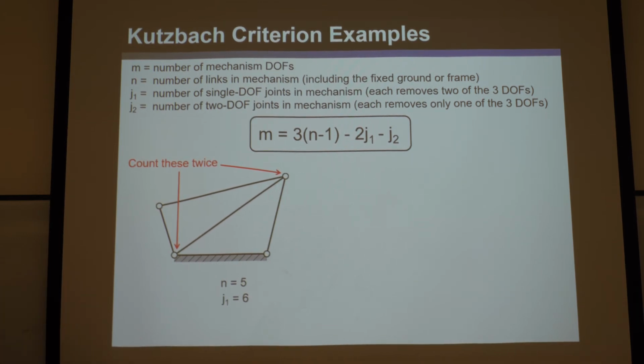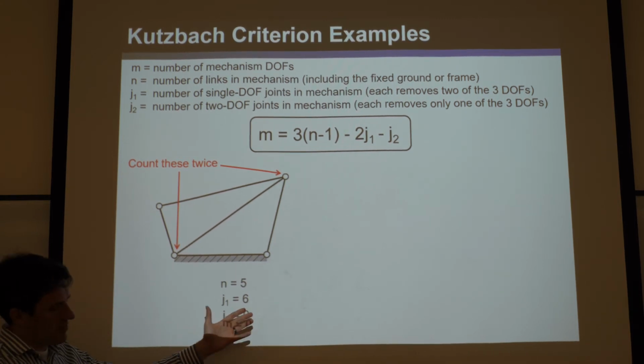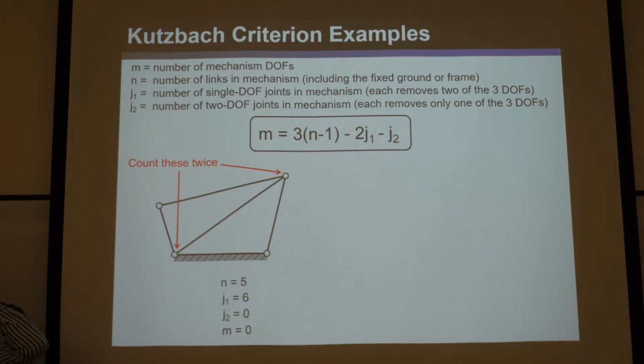There's no J2s, meaning things with 2 degrees of freedom. So we plug it in there, and sure enough, Kutzbach says it's a 0 mobility. It's a structure, it doesn't move, and consequently it's not even a mechanism or a linkage. It's basically a truss. It falls under the static category in mechanics.